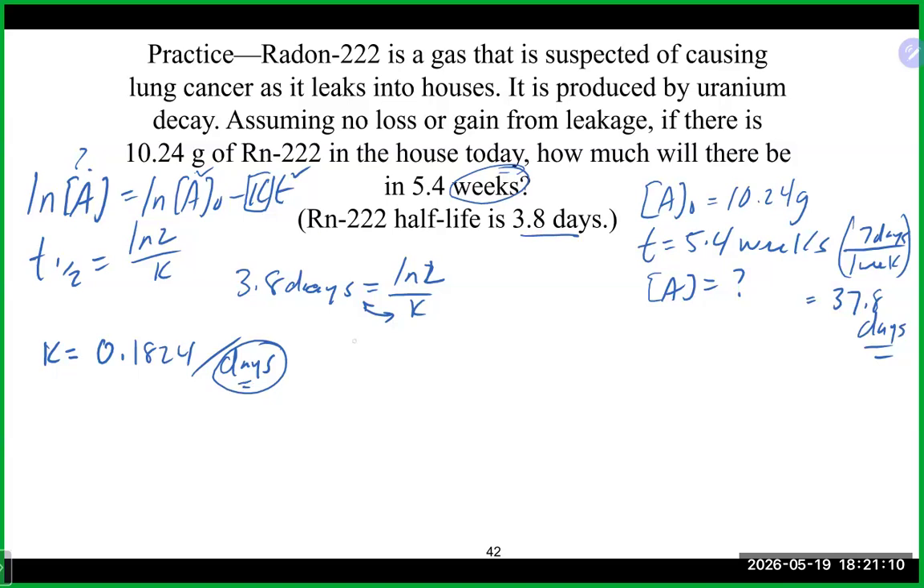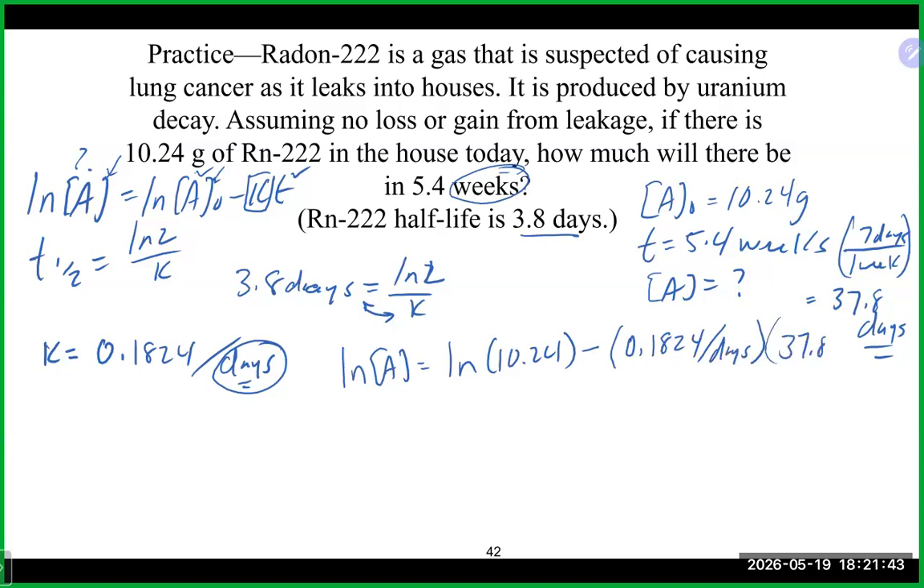Now we could actually just go in. So natural log of A equals the natural log of 10.24. As I mentioned before, in traditional kinetics we use molarity here, but in radioactive decay you can use really any unit you want as long as they're both the same. So it doesn't really have to be a concentration. In this case, we use grams. I think in the previous problem, we used milligrams. Minus our decay constant, 0.1824 reciprocal days, times our 37.8 days.